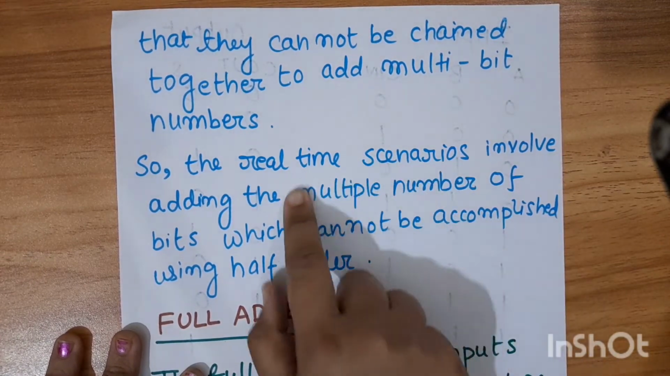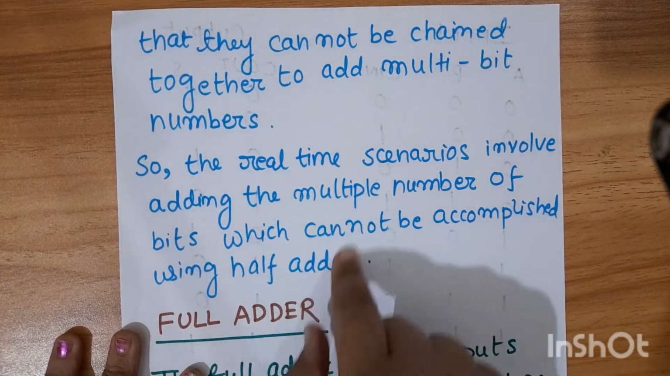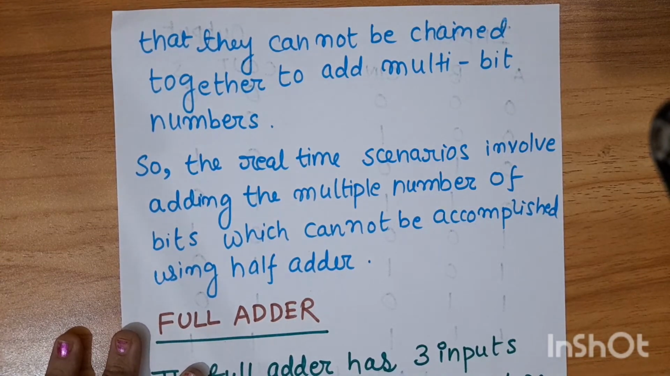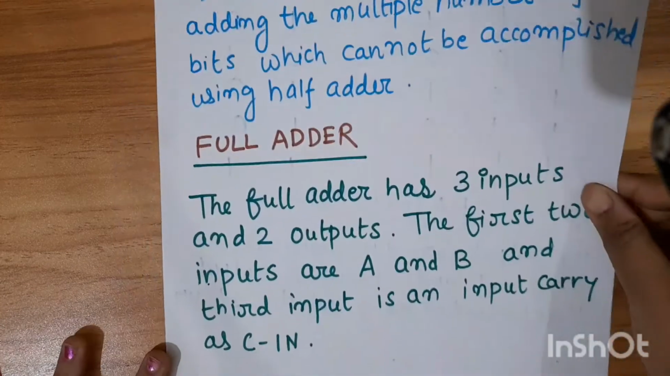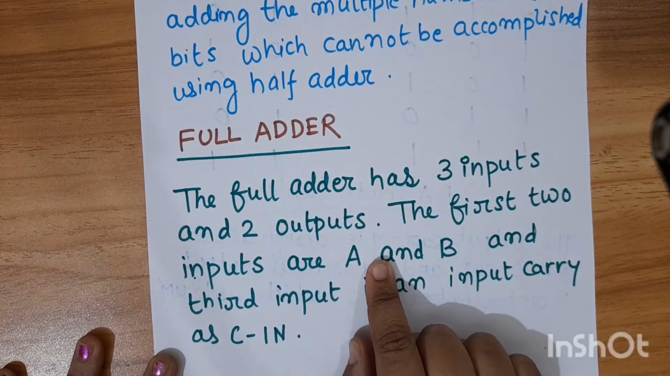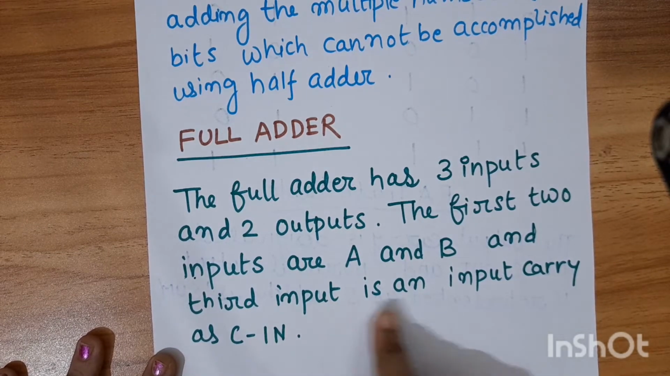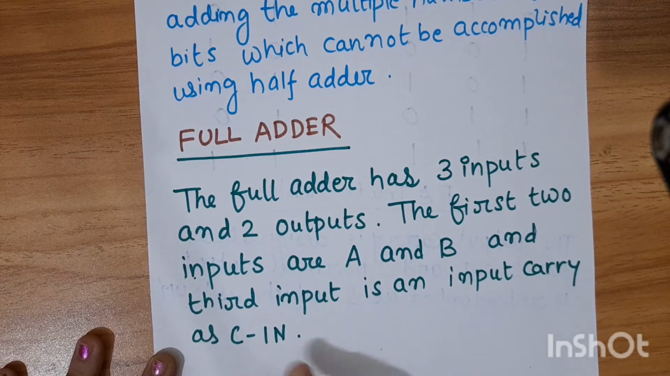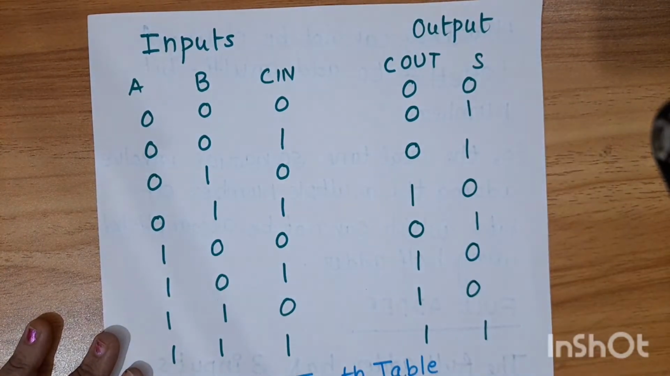We have multi-bit numbers that are required to be added, and that cannot be accomplished with the half adder because the half adder doesn't have the provision to add the carry generated from the previous stage. Now we will look into the full adder. The full adder has three inputs and two outputs. The first two inputs are A and B, and the third input is the input carry C in from the previous stage.